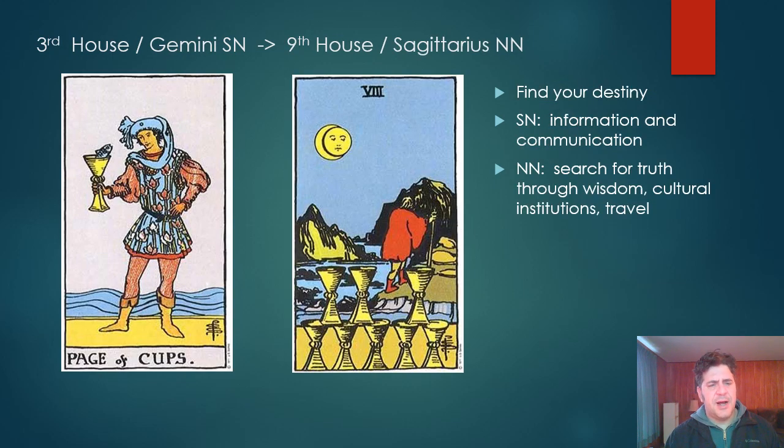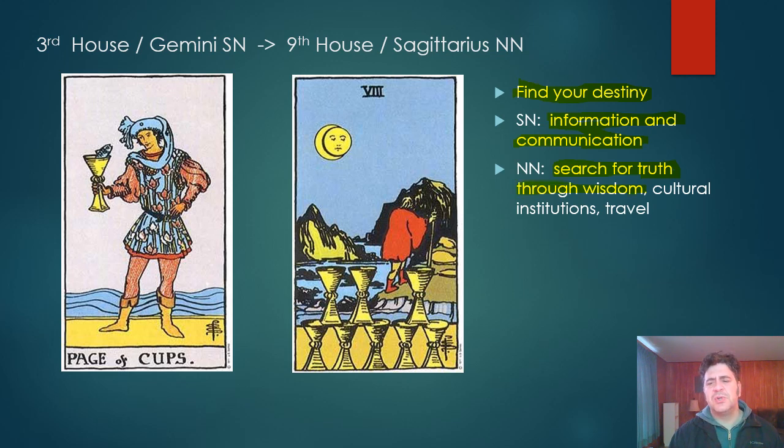So now we're looking at the 3rd house or Gemini south node transitioning into the 9th house or Sagittarius north node. So in this case, you're finding yourself, you're finding your destiny. It's a search for truth, because that's what Sagittarius in the 9th house is about. The south node in Gemini or the 3rd house is about information and communication. So perhaps this person is into ideas, but the north node is a search for truth, so it's finding meaning behind ideas, not just ideas.